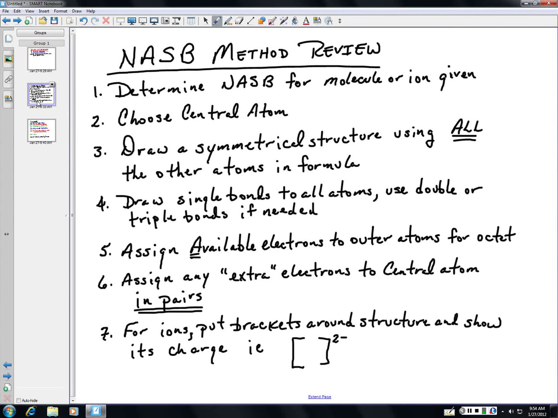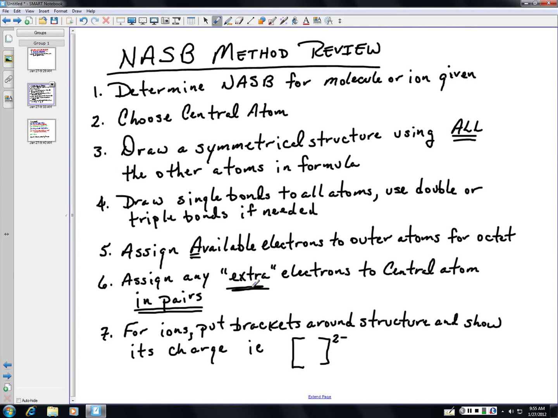If you have extra electrons, and I say extra, they're not really extra, they're part of the formula, but they're not used on the outside elements. If you have extra electrons, they have to go on the central atom in pairs, not one here, one there. You've got to assign them in pairs to the central atom.